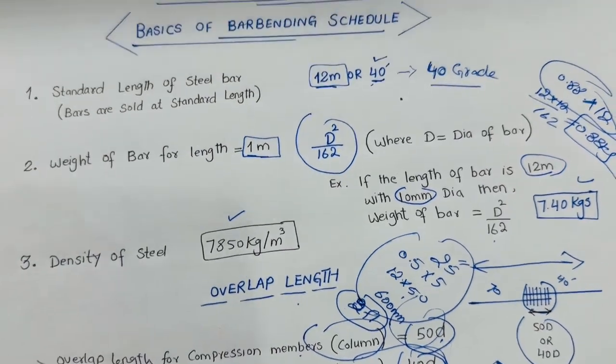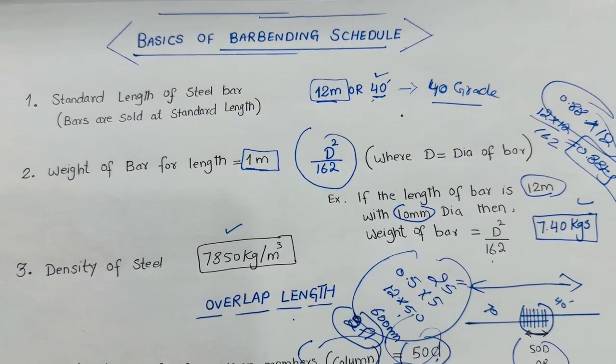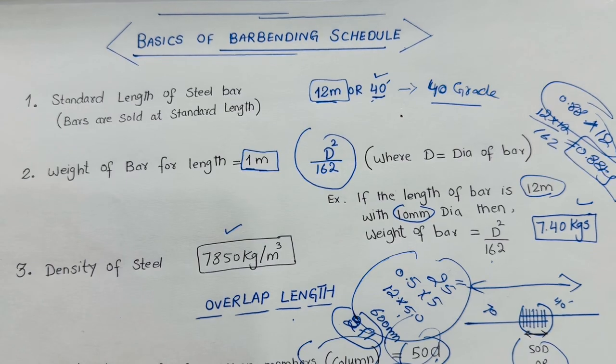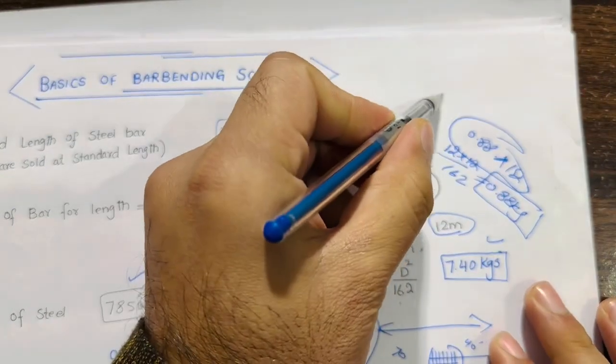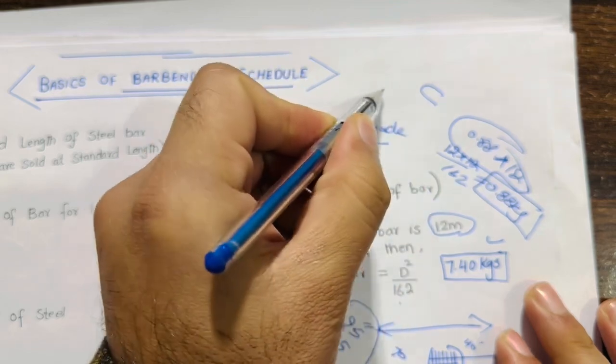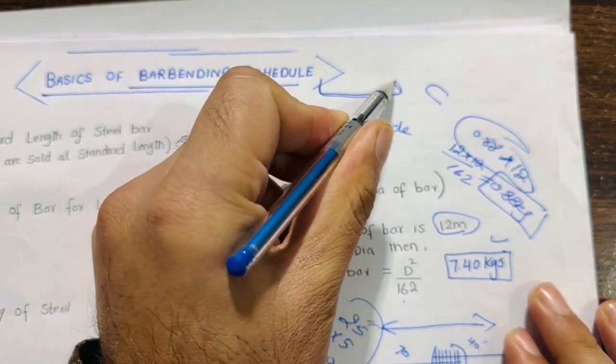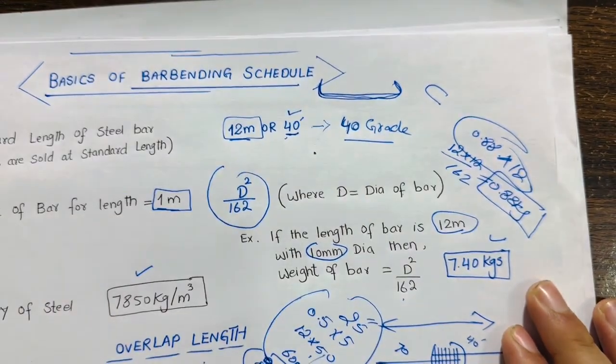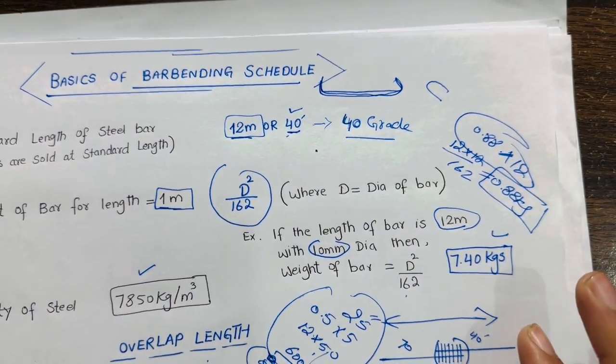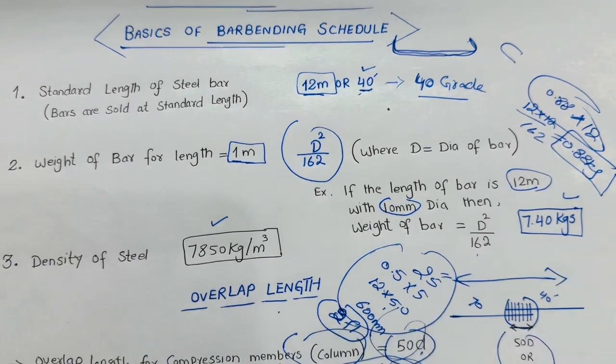So guys, this is a short video but very important for you to know about the basics of bar bending schedule, how to find the hook length like this. Guys, you can see the hook length. Suppose this is a raft foundation, and in the raft foundation we are providing the length, how you can find this length. We have different shapes in the RCC structural design. So these are some basics which I have discussed in front of you.